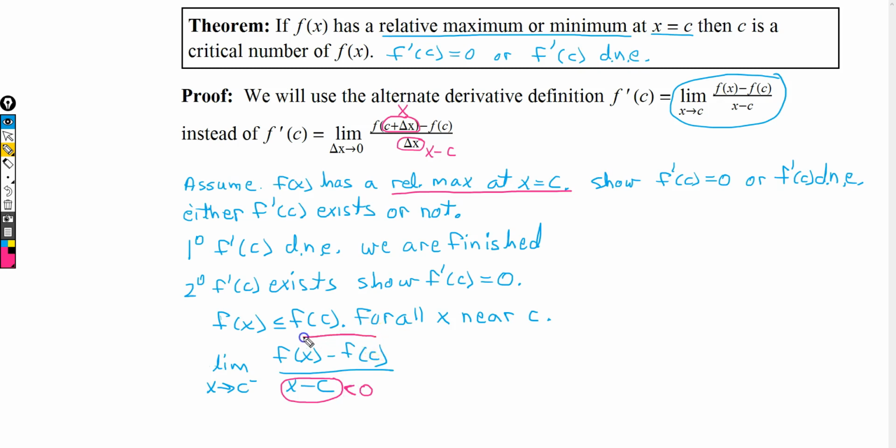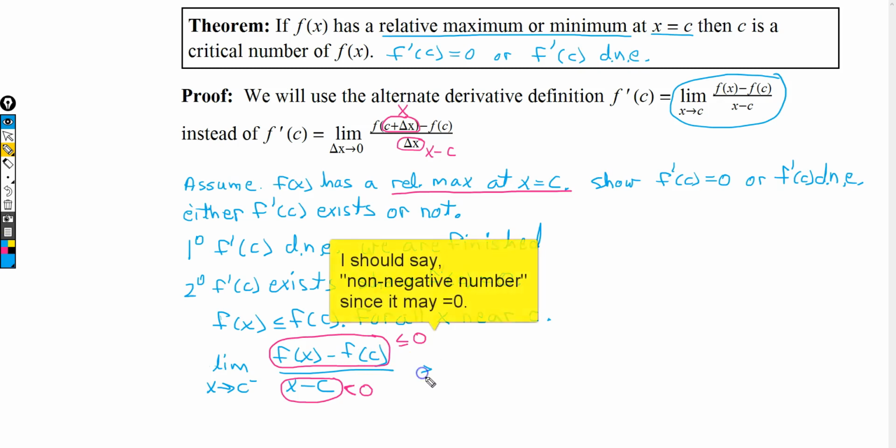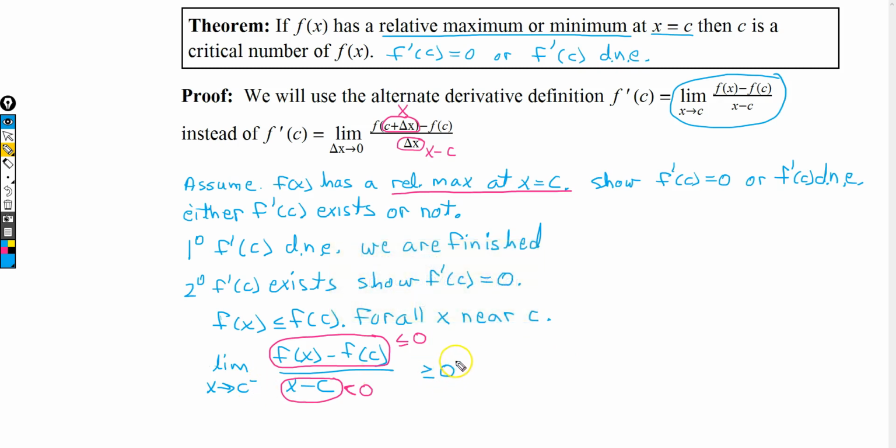And the top, the numerator, well, f of x is always less than or equal to f of c, so this is going to be less than or equal to 0. So we have a number less than or equal to 0 divided by a negative number. So this number is going to be greater than or equal to 0. We're going to have a negative divided by a negative, so this will be a positive number. So our left-hand limit is going to be positive. Now let's look at the right-hand limit.